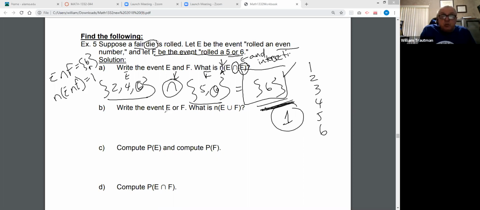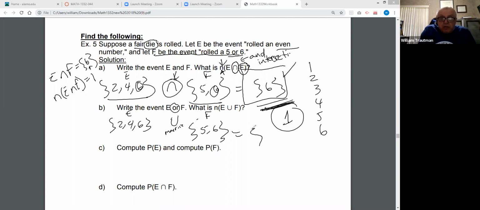So now it says write the E or F. Or is union. So once again, E was 2, 4, 6. These are the even numbers. And the F was 5 and 6. And here, or stands for the union or the marriage. Remember, or was the marriage.